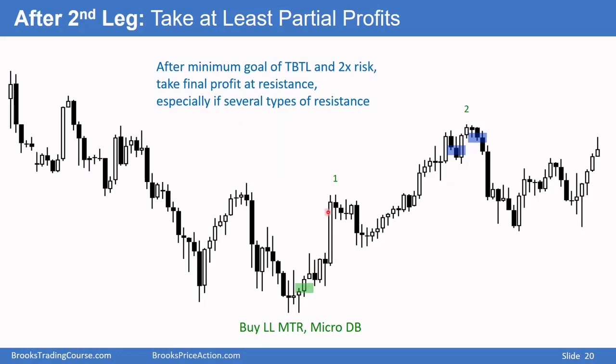After you've had your two legs up and you're more than two times your initial risk, you have to be looking for reasons to take profit. And here we're fairly high up. We're testing the lower highs in the bear trend. Those are all targets. Bulls will take profits around there.